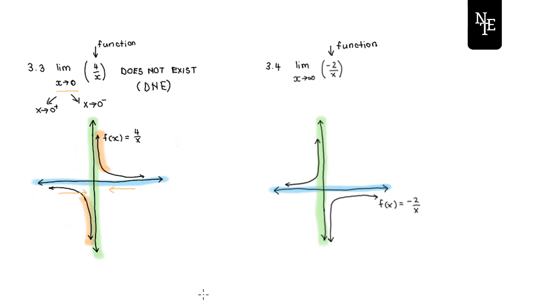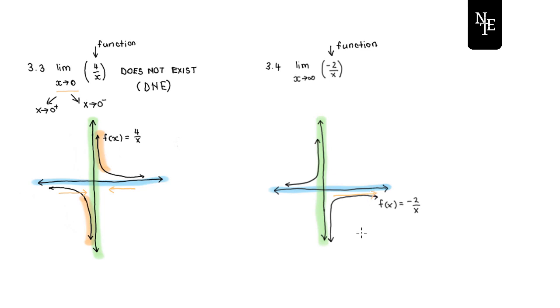Right, let's look at the second one. What they're asking is, what is the limit as x approaches positive infinity of the function negative 2 divided by x? We've got the sketch of the function negative 2 divided by x over here. This one is basically only one-sided. You just want to know what happens to the function value as you go to very big positive numbers.